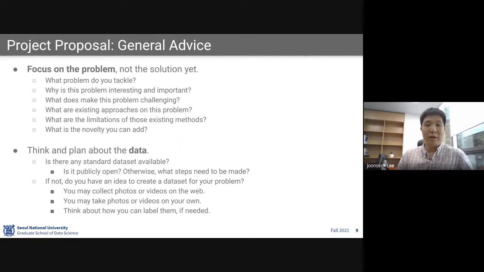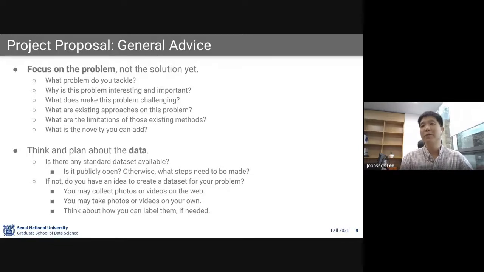For now, I would like to emphasize that please focus on the problem itself, not the solution. You may have some brief ideas of what you are going to do as your solution, but for now, please focus on the problem more. These are the valid questions you need to ask. What problem are you going to tackle? Why is that problem interesting or important? What makes this problem challenging? Why is it hard? What are existing approaches to this problem in the literature? What are the limitations of those existing methods? And what novelty can you add to that? Except for the last question, everything else is about the problem itself, not your solution.